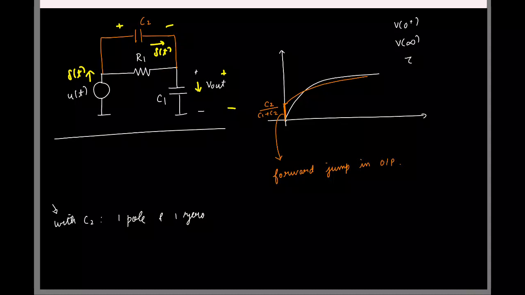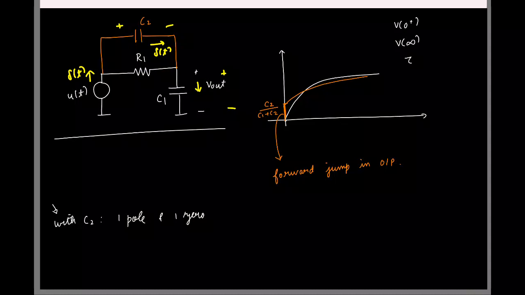And loosely speaking, it looks like without the zero, this was the waveform. With the zero, the waveform seems to be kind of advanced. The response is starting much earlier. Okay. So this way the zero here is trying to counteract the delay that was introduced by the pole.